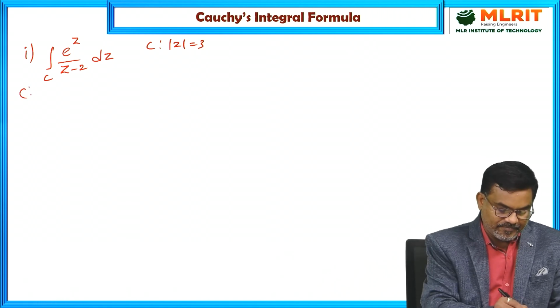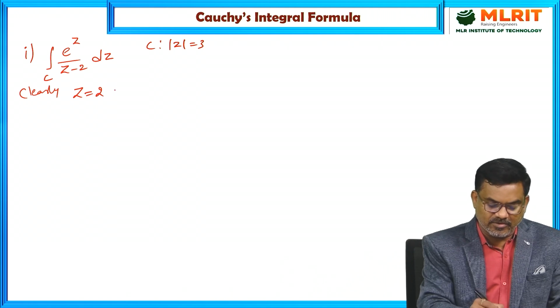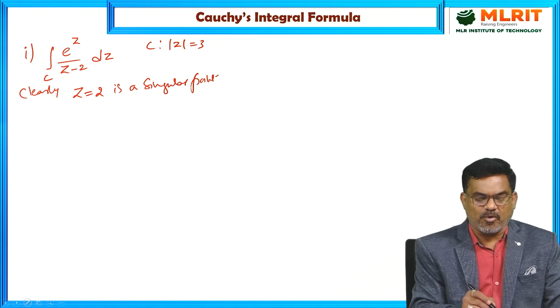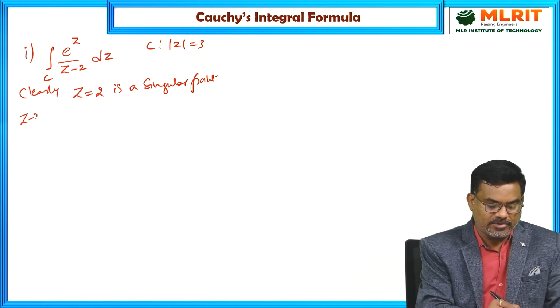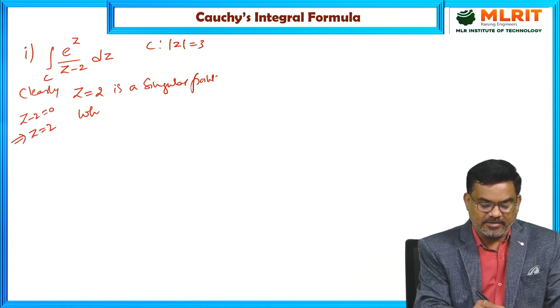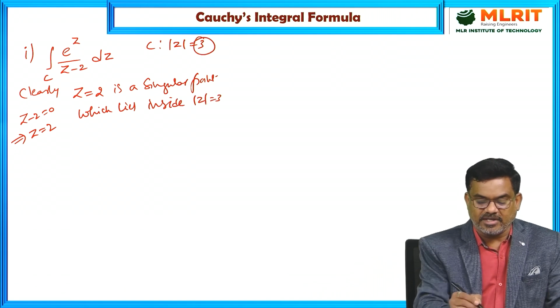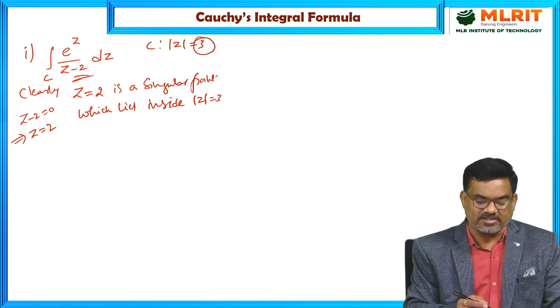Clearly, z equal to 2 is a singular point. As I told you, first we need to identify the singular points by equating the denominator to 0: z minus 2 equal to 0, so z equal to 2 is the singular point. It lies inside mod z equal to 3, because the radius is 3 and the value is 2 itself. So obviously it lies inside that circle.